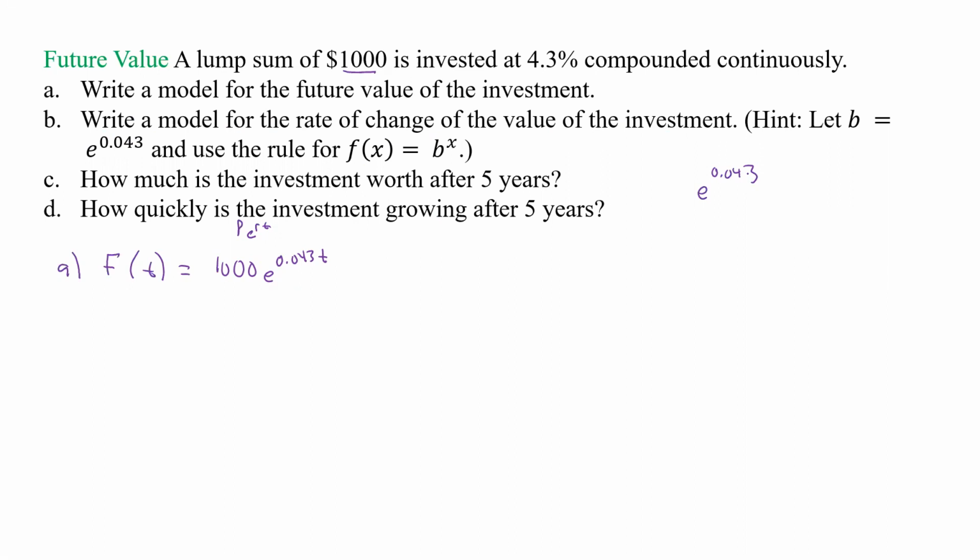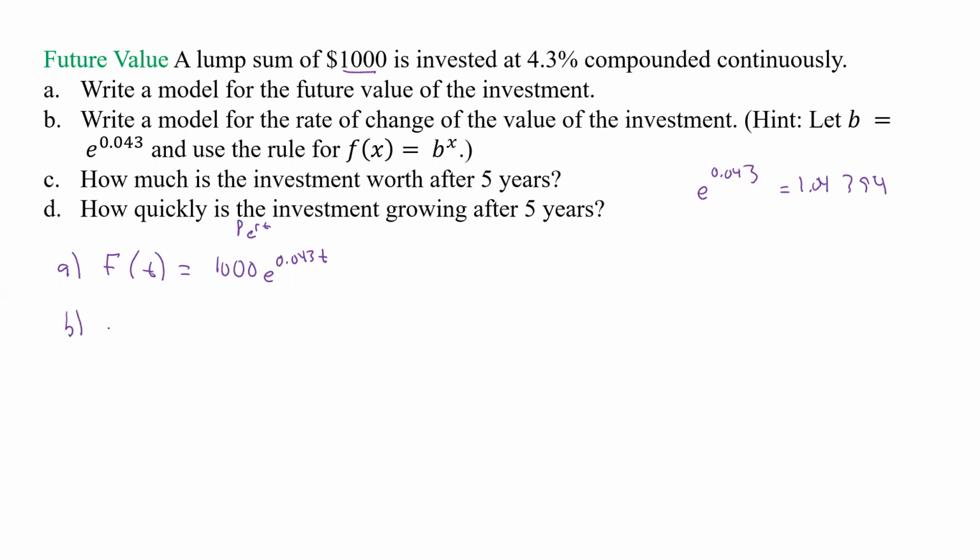If we do that, we get 1.04394. Okay, so that's good enough right now. And whenever we have that in our equation, when we do the final value, we'll plug in e to the 0.043 instead of that into our equation when we're actually solving it.